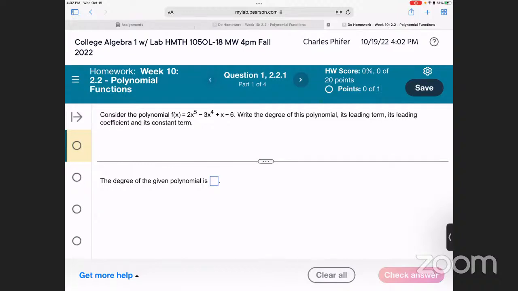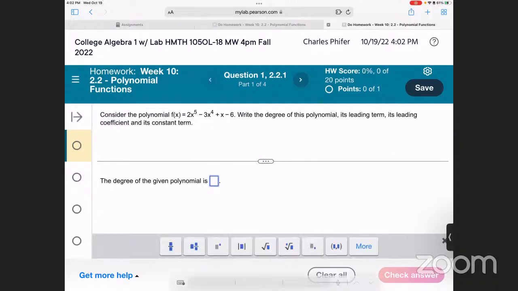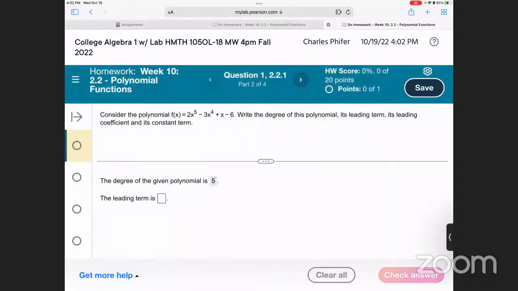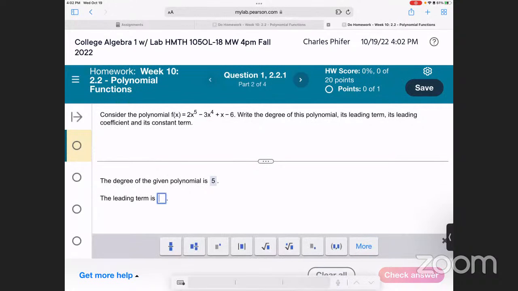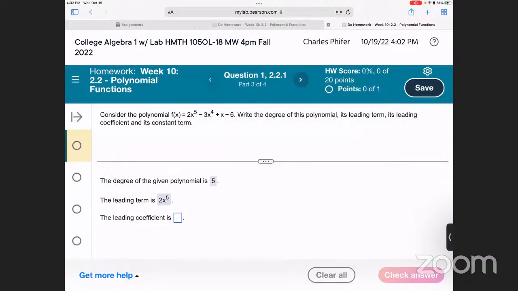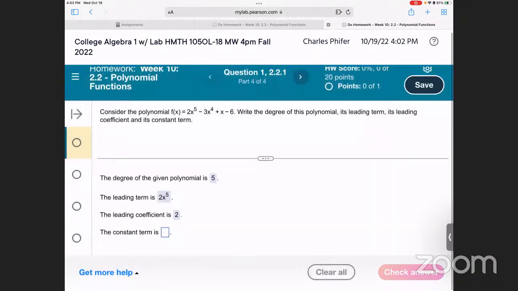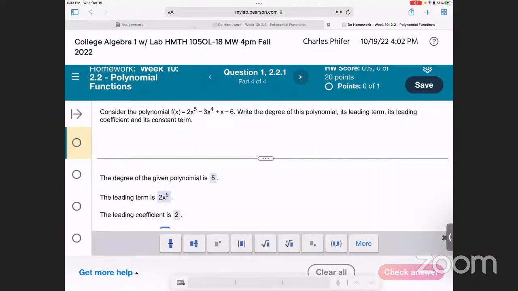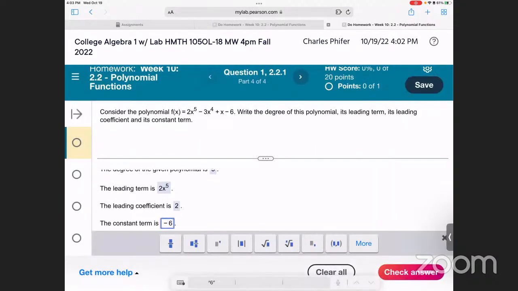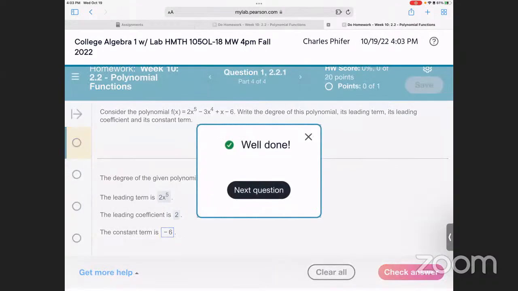So consider this polynomial, write the degree, right? So the degree of this polynomial is the highest power on any variable. So in this case, it's going to be 5. Okay. The leading term is a term with the highest variable. So in this case, it's going to be 2x to the power of 5. Leading coefficient is 2 from the leading term. The constant term is a term with no variable. That's just going to be -6. Okay.